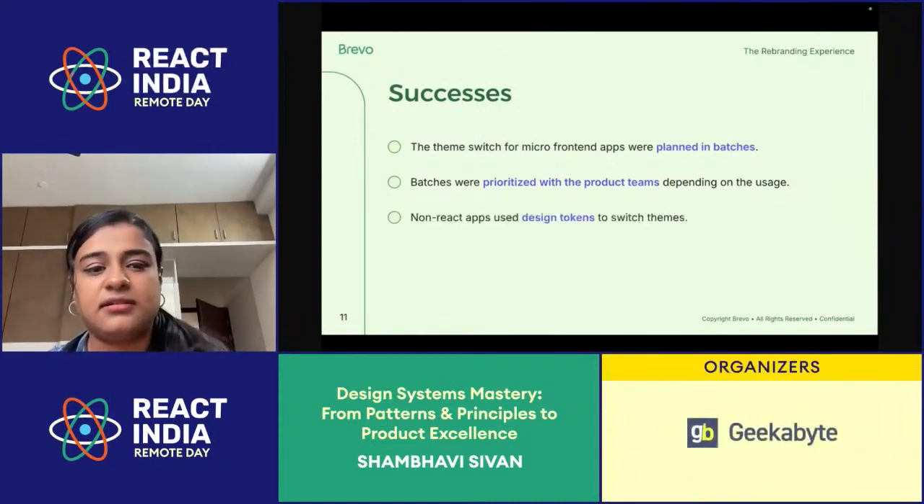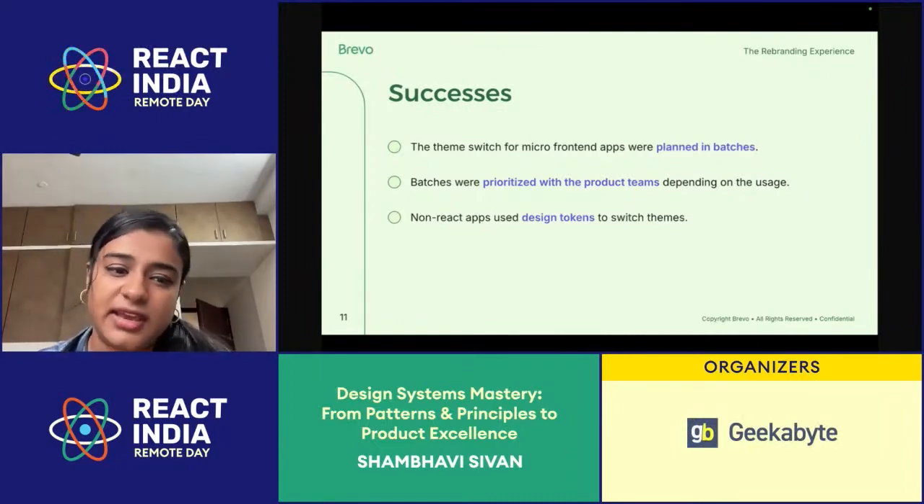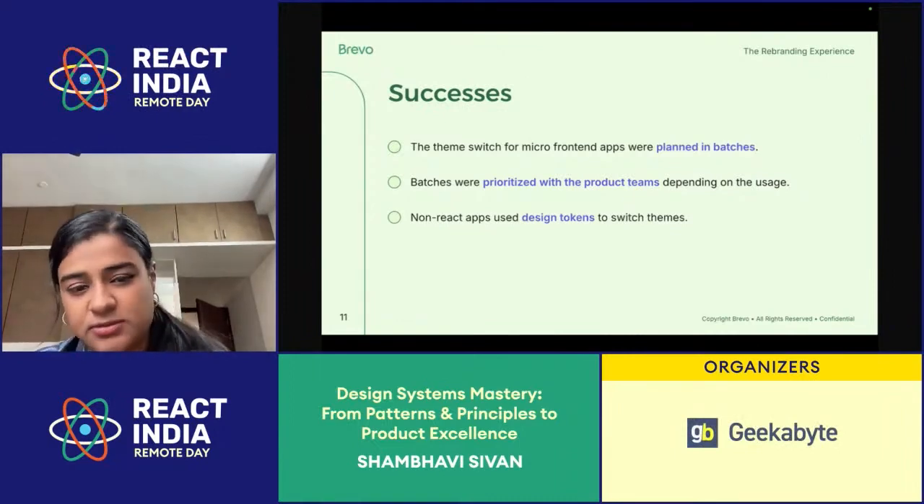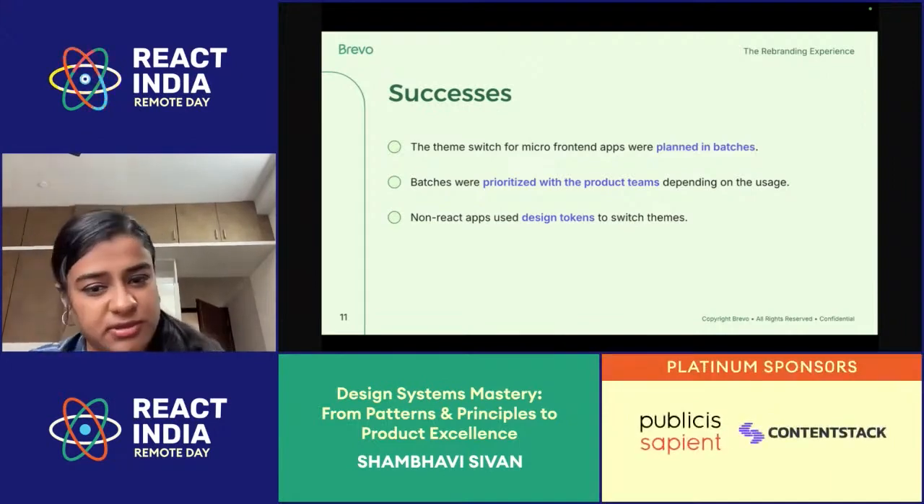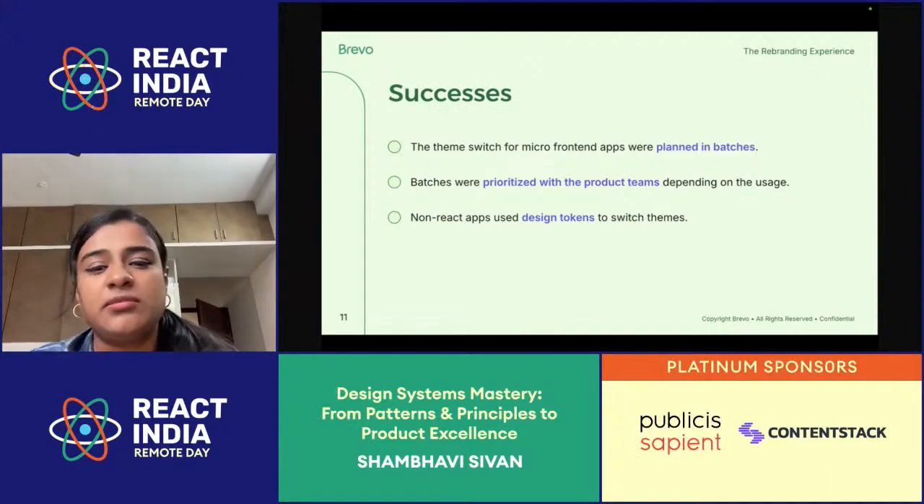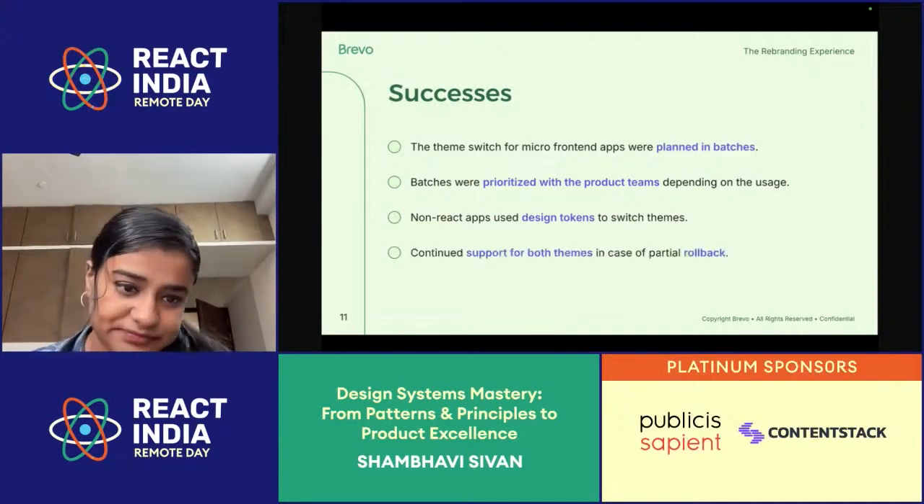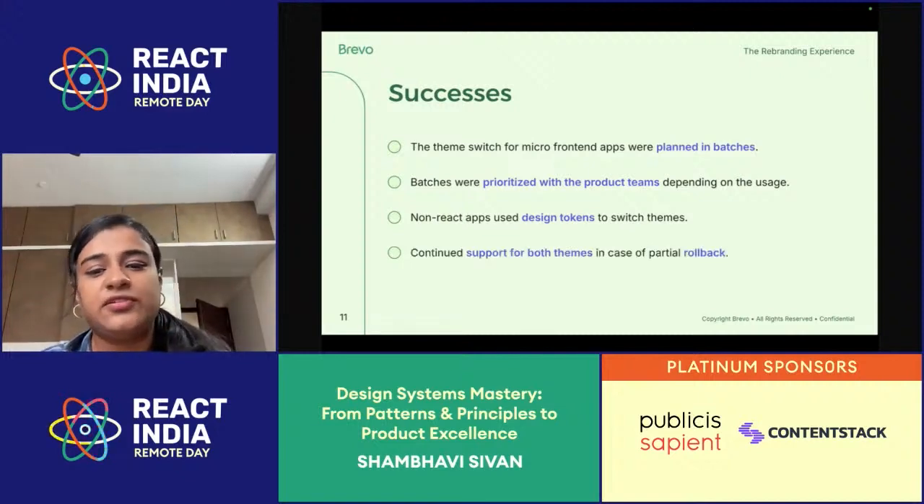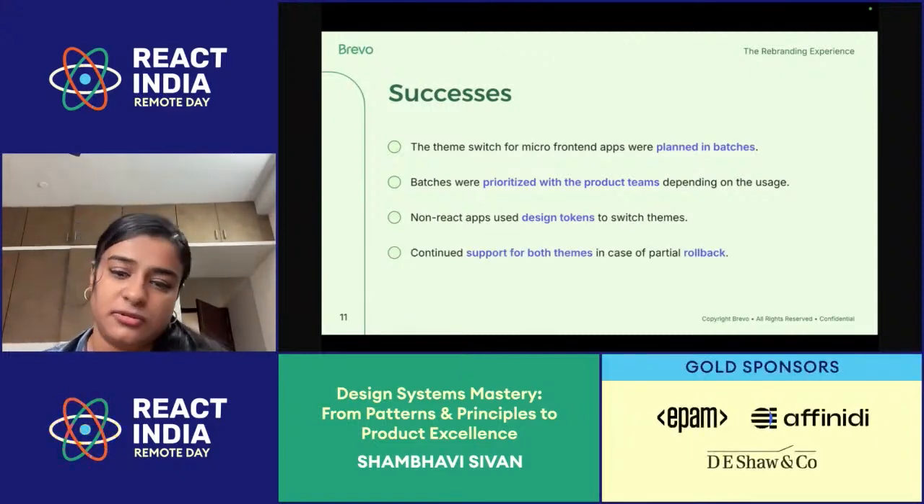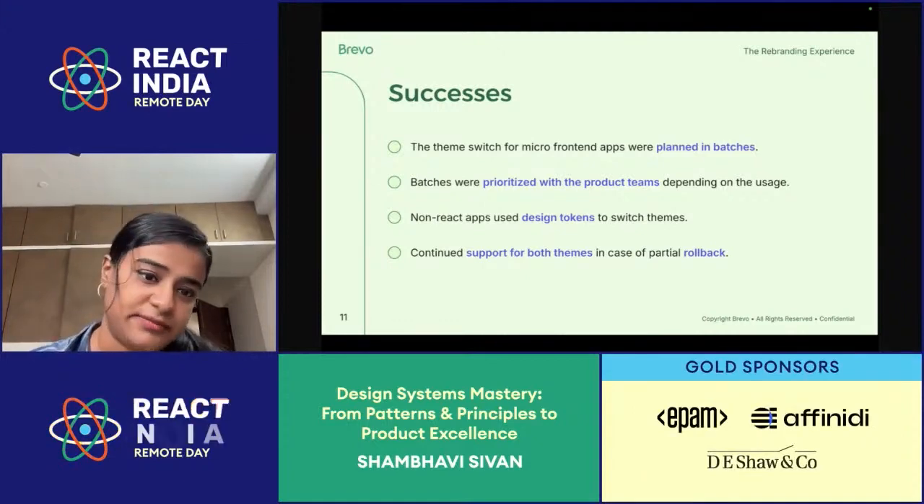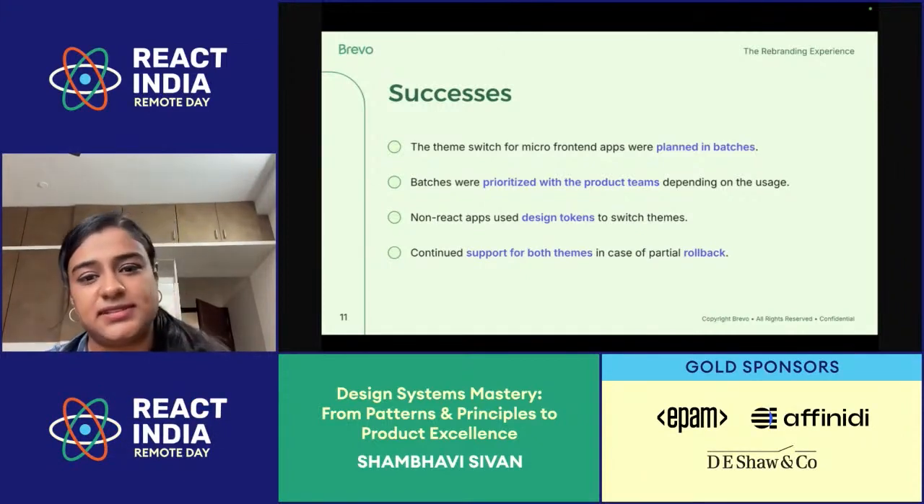Not only this, most of our applications are based on React. There are some non-React applications too that we have. With the help of just the design tokens for the various visual attributes, those apps were also able to instantly switch their themes. And the continued support for different themes, as I said, allowed us to carry out partial rollback in case of any issues encountered. So these were the successes.